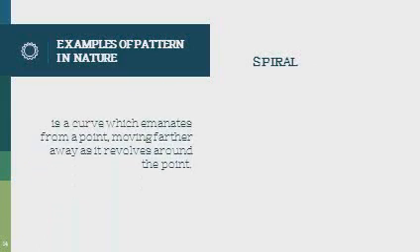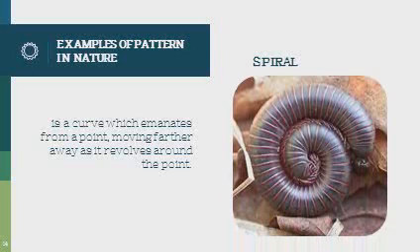Next is spiral. It is a curve which emanates from a point moving farther away as it revolves around the point. For sure, we all know naman yung spiral. Hindi lang yan. For example, pag nagdo-drawing din kayo ng twister, yung tornado, naalala ko yung title ng movie, Twister. So, tornado. Tapos yung position niyang worm na yan diyan sa image, that is a spiral.